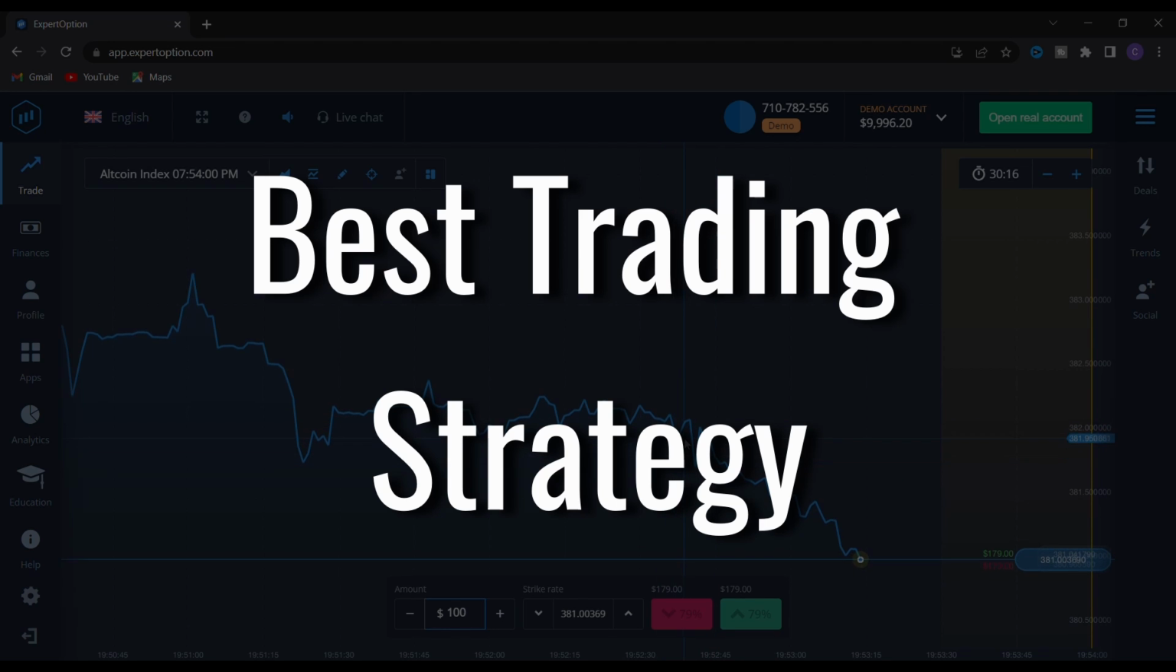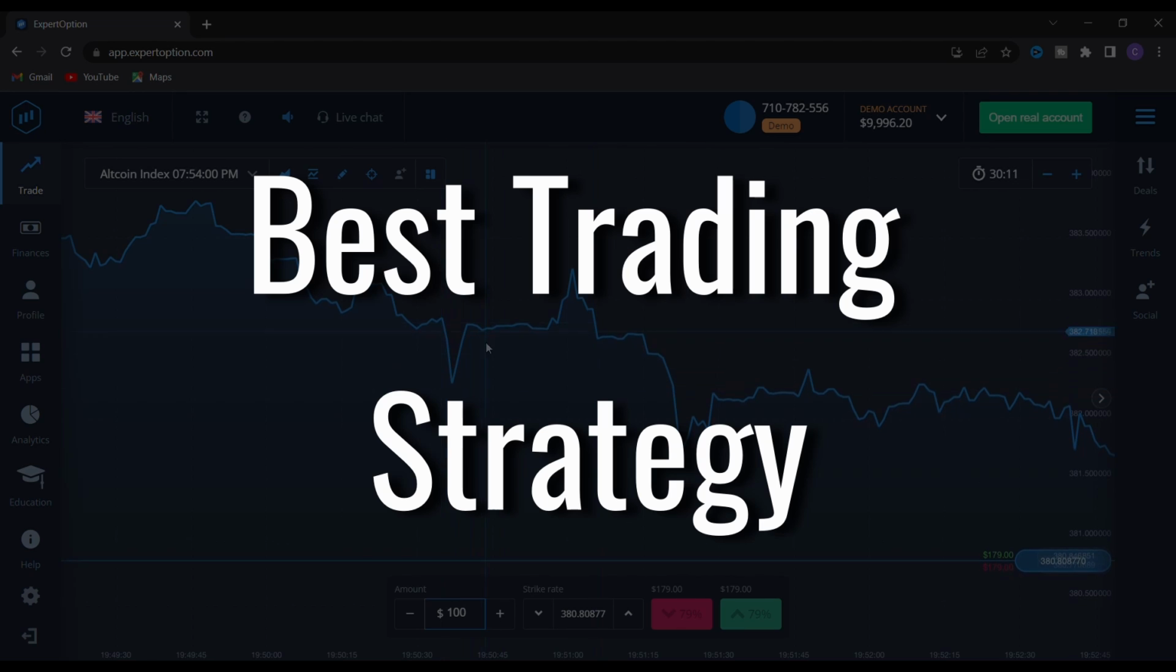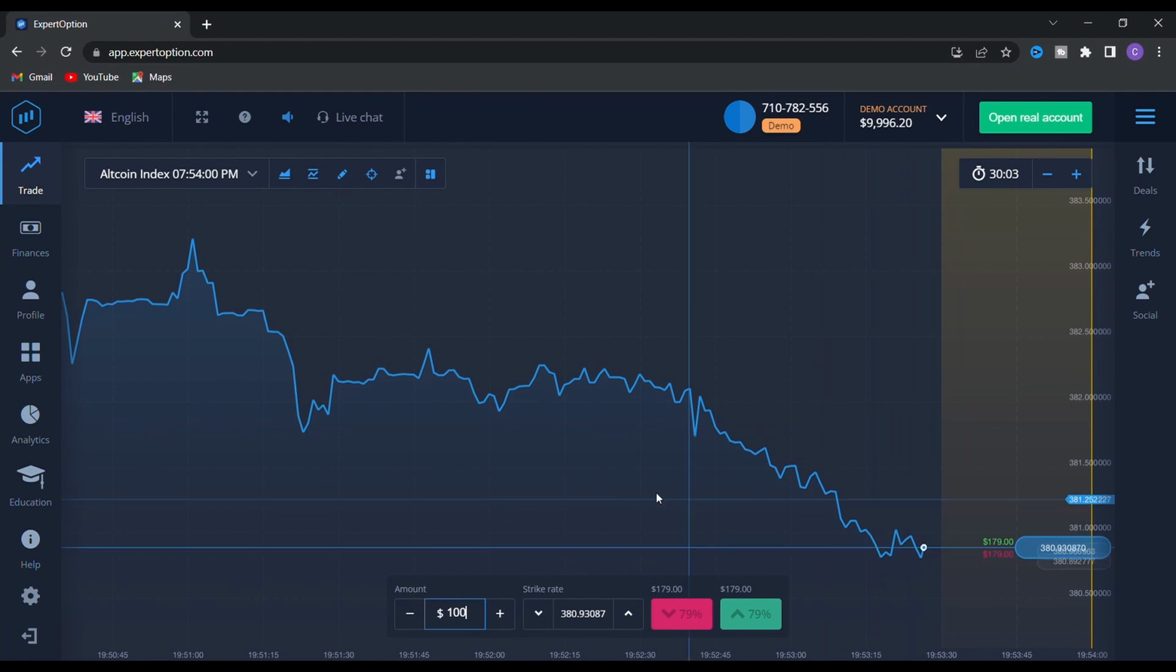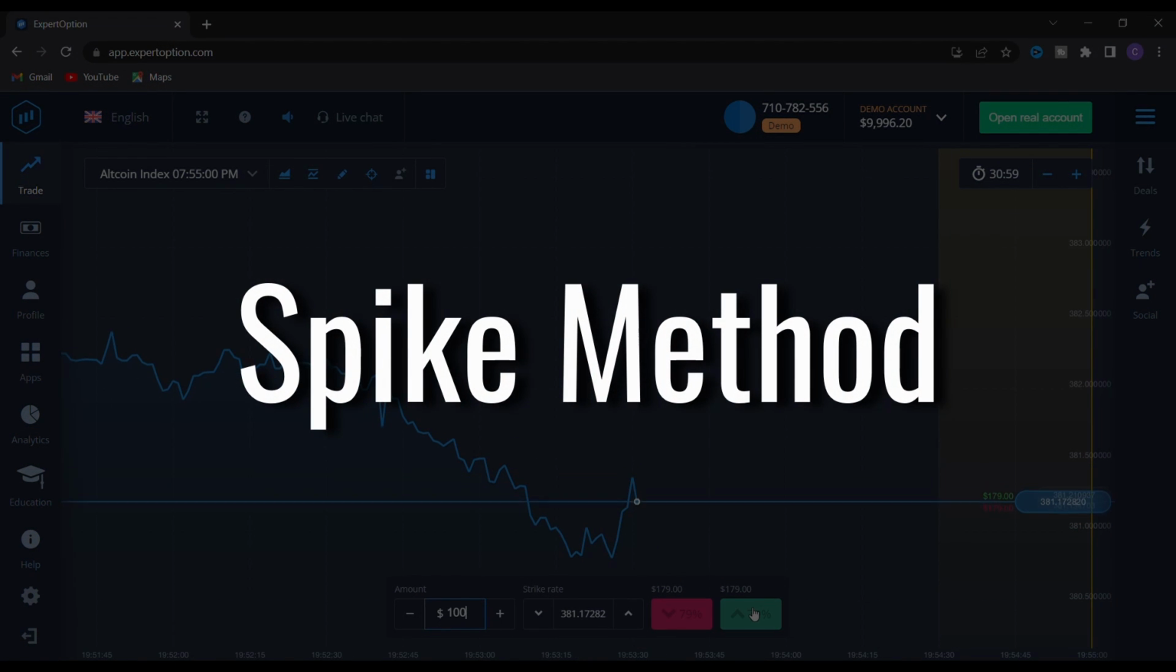This strategy is used by many professional traders to achieve their goals without losing any money. And also, this strategy is very beginner friendly, so if you're new to Expert Option, do not worry. You will also be able to use this strategy without any problems. This strategy is called the spike method trading.